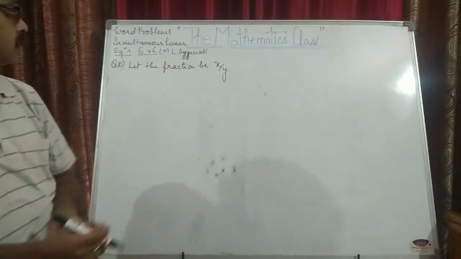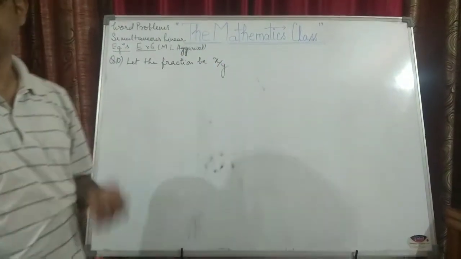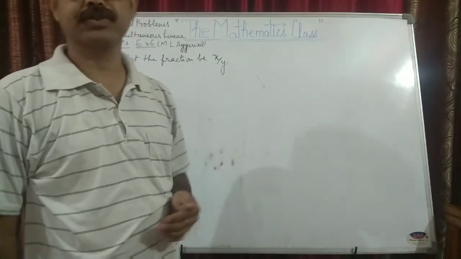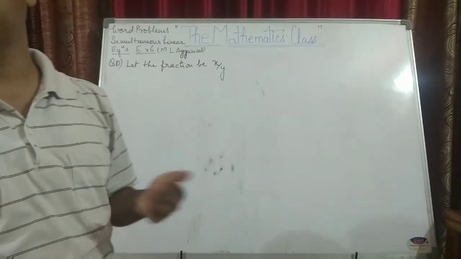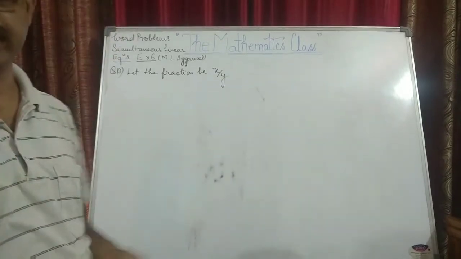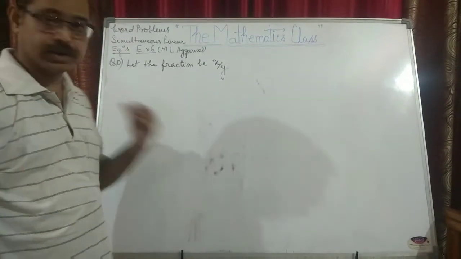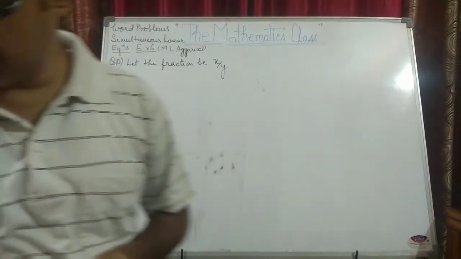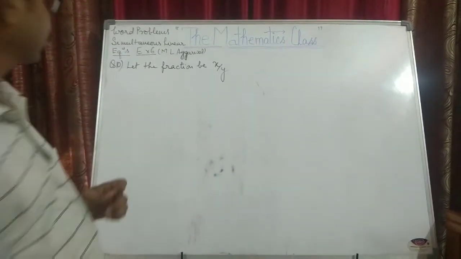Hello and welcome to the mathematics class. This video is in continuation with the previous video, second part, and we will start with question number 10. Now look what is there in question number 10. The question reads, if 1 is added to the numerator of a fraction.